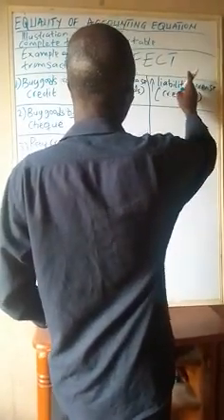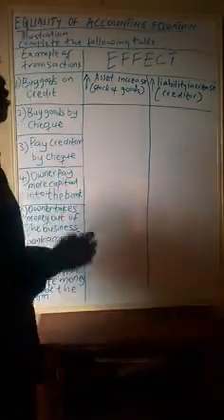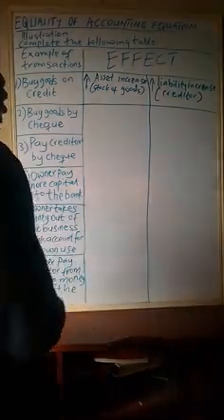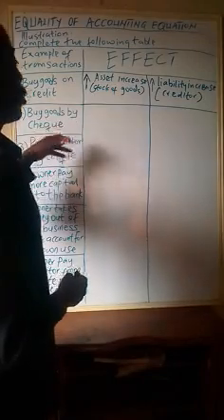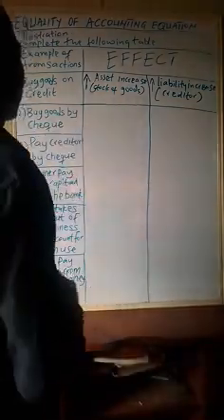The effect is that liability has what? Has increased. And what is that liability that has increased? That is a creditor. Buy goods by check. Like I said, business is on majorly two bases, cash and credit. When you buy goods by check, that means you have paid. And whenever you hear check, that is a bank.